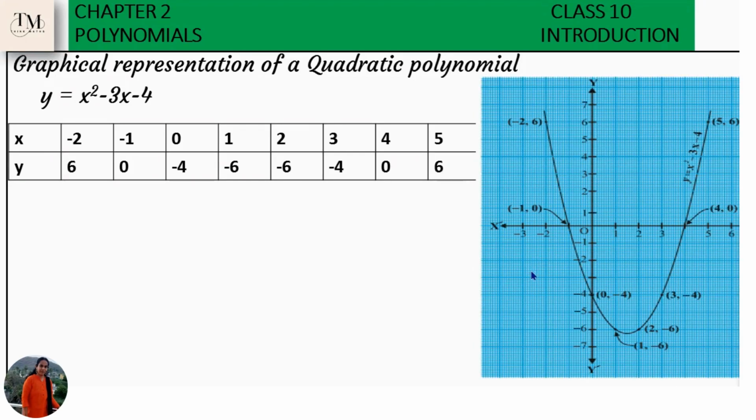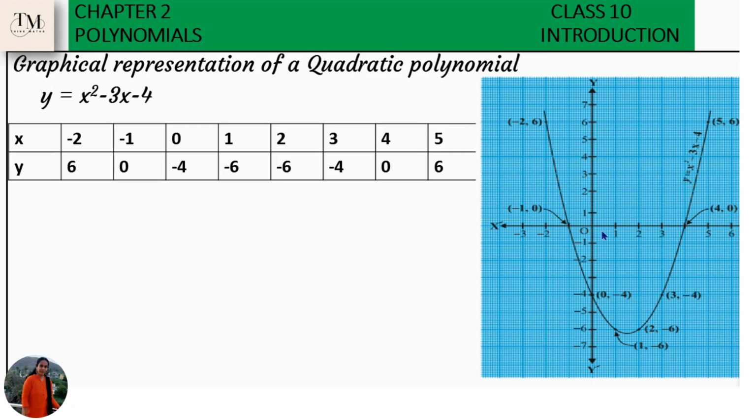So now if we plot the values, we get a U shape, that is a parabola. So here I have plotted minus 2 comma 6. So minus 2 on the x-axis is here, and straight to 6, it is here. So minus 2 comma 6 will come here. Next value is minus 1 comma 0. So minus 1 is here, and 0 is here. So minus 1 comma 0 will come here.